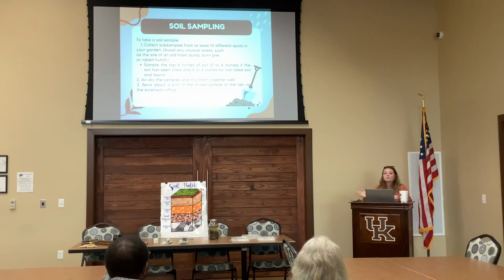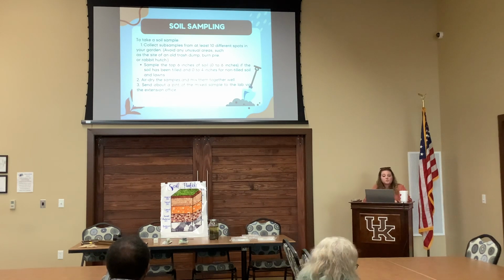And if that's true, you can come back and sample that spot differently later on to figure out how to treat it, kind of spot treatment style versus doing a catch-all. It's very important to sample the top 6 inches of soil if the soil has been tilled and 0 to 4 inches for untilled soil and lawns.